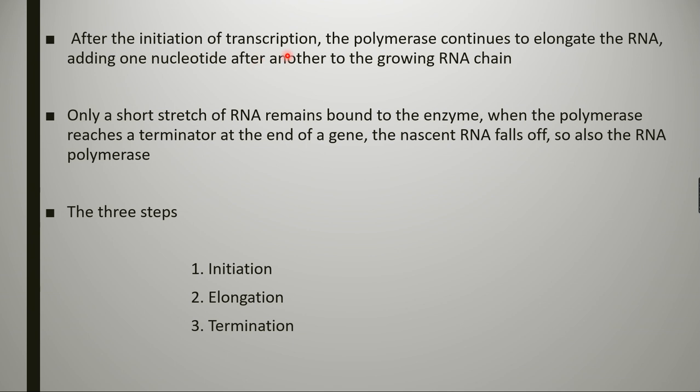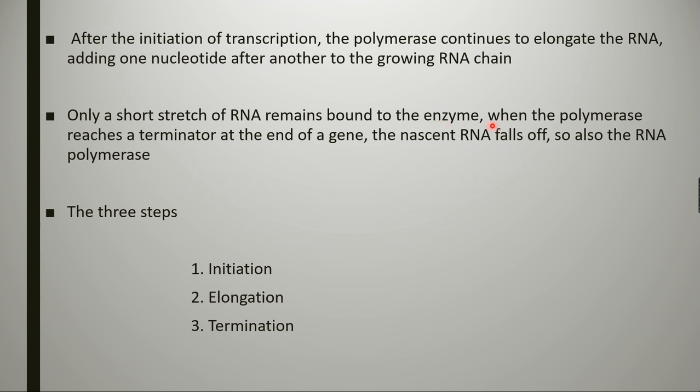After the initiation of transcription, that is, the binding of RNA polymerase to the promoter site, the polymerase continues to elongate. What is the first step? Initiation. Second step, elongation. It elongates the RNA. RNA synthesis begins, adding one nucleotide after another to the growing RNA chain. So the RNA chain is synthesized complementary to one strand of DNA. Next, what is the third one? Actually, only a short stretch of RNA, a small piece of RNA, remains bound to the enzyme.